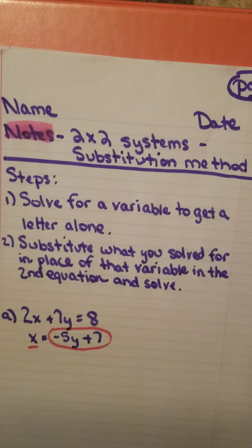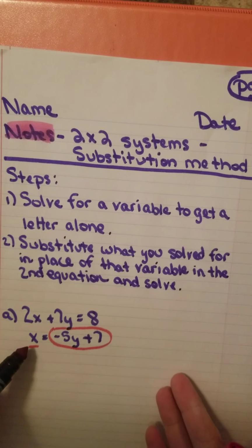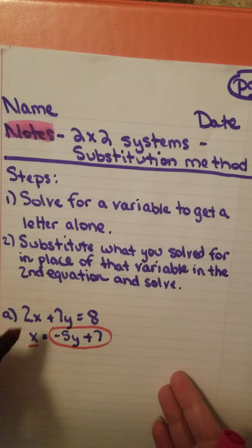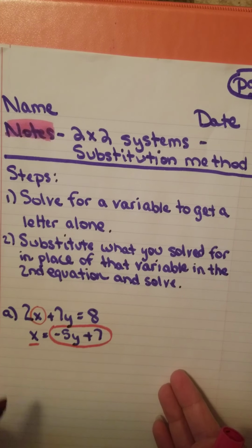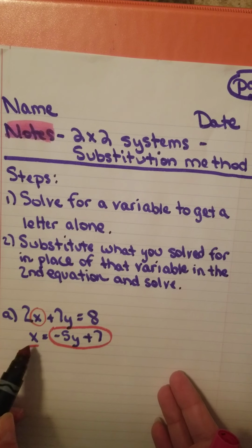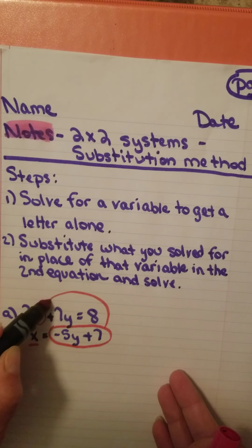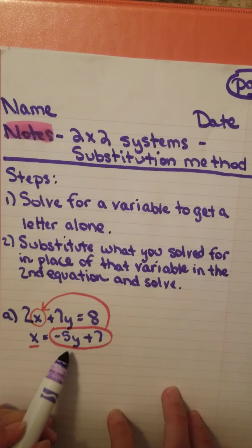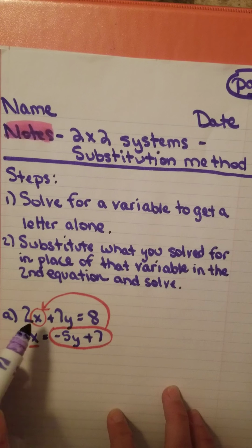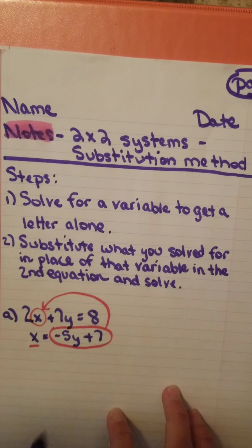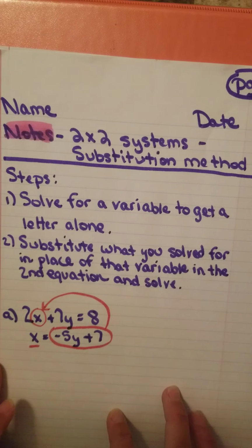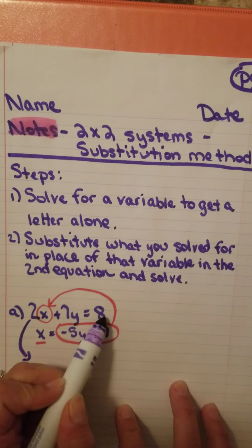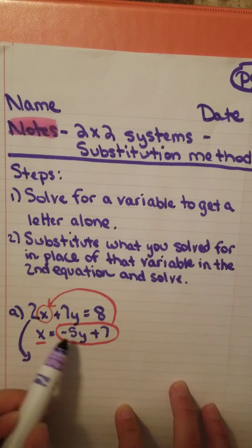This was your equation where your letter was alone, x equals this. I'm going to find that letter in the other equation, and here it is. I'm going to substitute what I know x equals from this equation right into this equation. Since I know that x equals negative 5y plus 7, I can change this x to negative 5y plus 7. So I'm going to move this down. I am going to rewrite this equation, but insert this in place of the x.